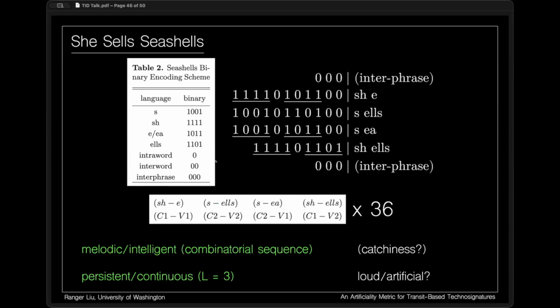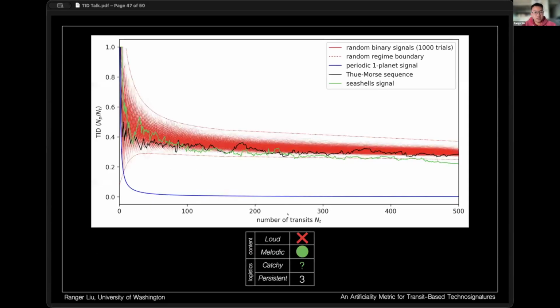Two minutes left. Okay. So basically, we take the tongue twister, "she sells seashells," break it into 4 sound chunks, encode it into binary, and then use these sound chunks and this phrase's consonant-vowel pattern to create combinatoric variations of the phrase. So the signal is basically a combinatoric scheme derived from linguistic patterns. It's got a lot of mathematical structure, it's very melodic, it's also very persistent, sounds limit 3. We have the same open question about catchiness, and then we did calculate its TID to check for loudness.